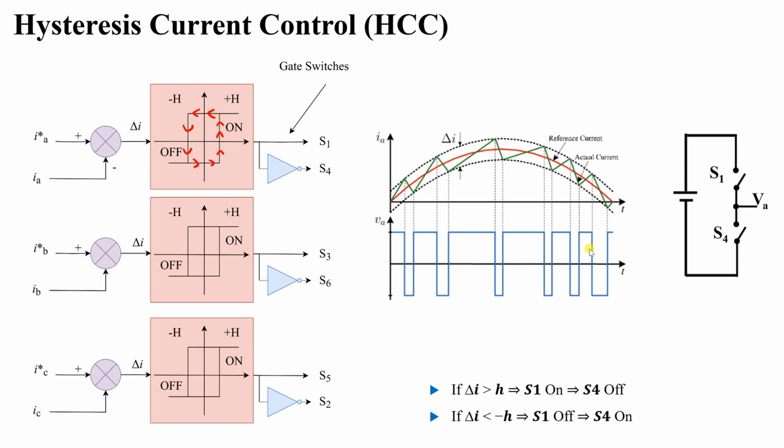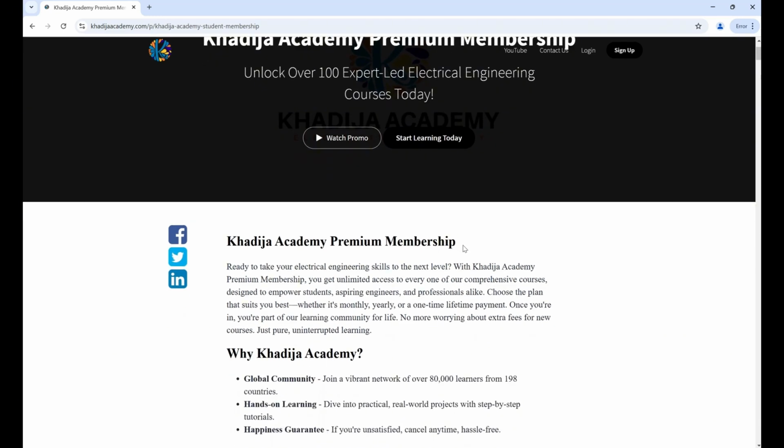So I hope you now understand how we can convert the current into pulses using hysteresis current control, which is one of the methods of controlling the current itself. Thank you for watching this lesson.